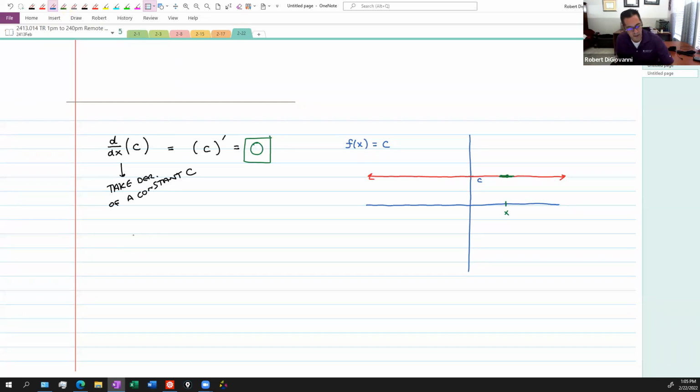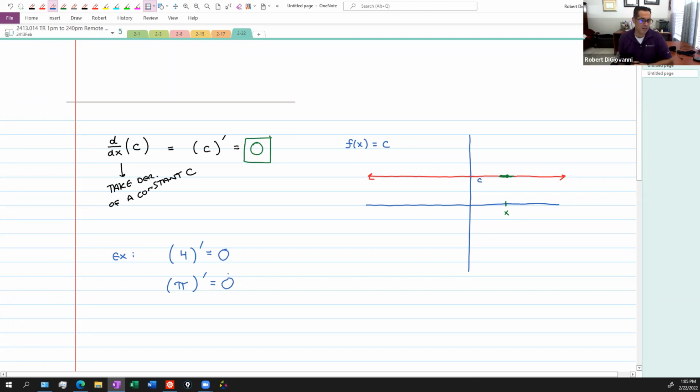So here's a specific example. If I said, what's the derivative of 4? You would say 0. If I said, what's the derivative of pi? You'd say 0, because pi is just a number. Pi is a constant. I say, what's the derivative of -2? The derivative of that is 0, for any constant. That's the first shortcut rule.